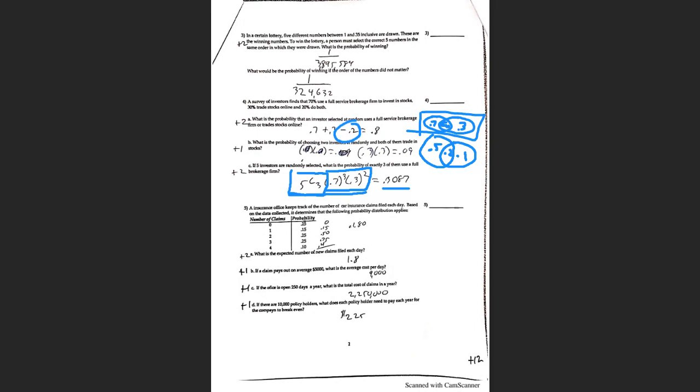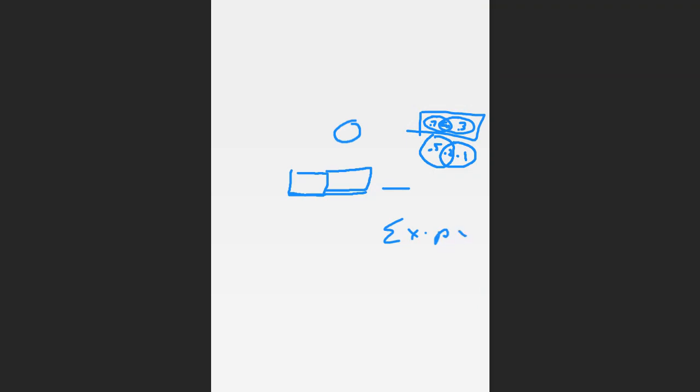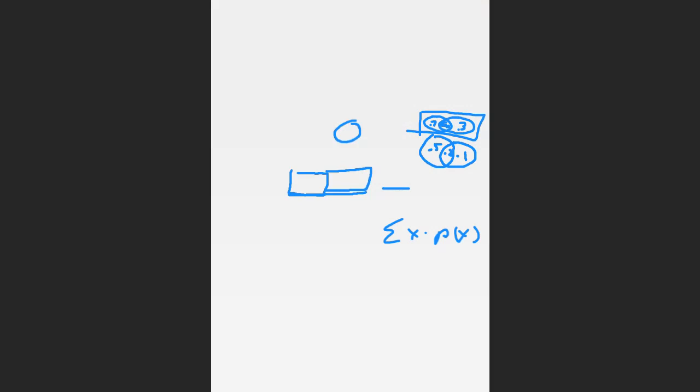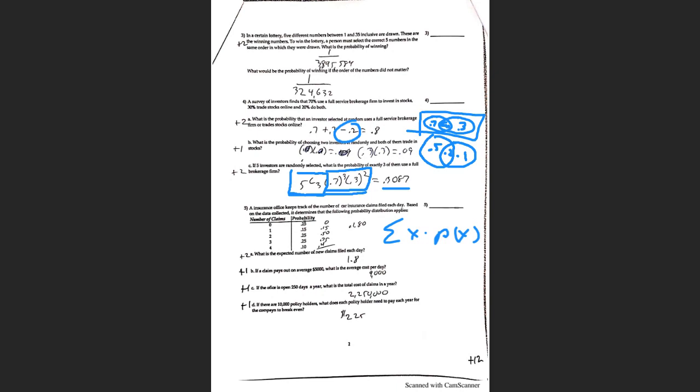Very good. All right. 5 is just trying to find the average of a probability distribution. If you look at the formula, it's just the sum of x times the probability of x. So what's the probability that I get 0 claims? Well, 25%. 0 times 0.25 is 0. 1 times 0.15 is, right? So you just multiply those straight across and then add them up. So the average number of claims is going to be 1.8 per day.